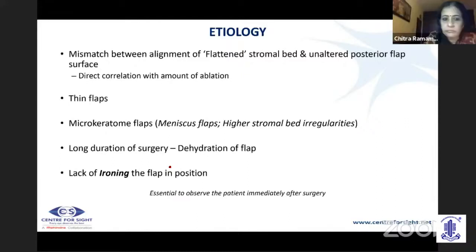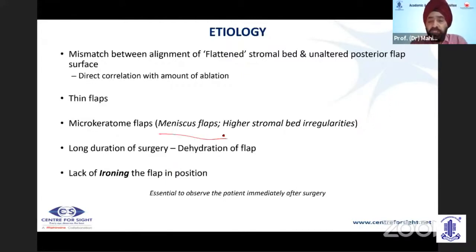That was because we didn't want STRIAE, and we thought that the adhesion was much better with thicker flaps. Now, microkeratome flaps are meniscus flaps, and they cause higher stromal bed irregularities. When you are looking at femto flaps, they are at 90 degrees, or you can actually have an angle which could be more than 90 degrees. So the chances of having STRIAE are much less.